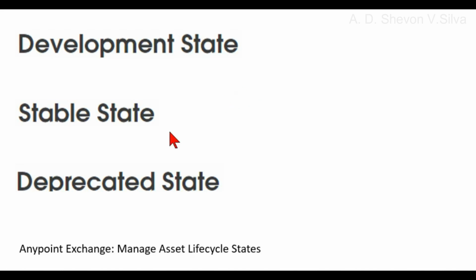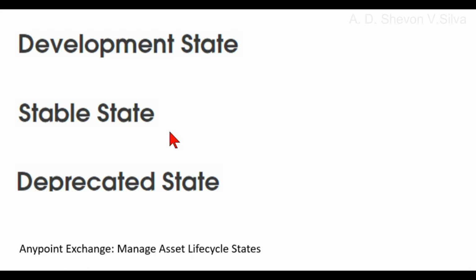Stable state. An asset version in the stable state is ready to be consumed. The asset cannot be republished or overwritten. Deleting an asset version in the stable state in the first 7 days is a hard delete, enabling you to reuse the asset name, group ID, asset ID, and the version.